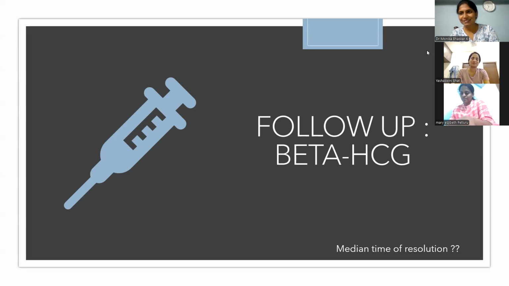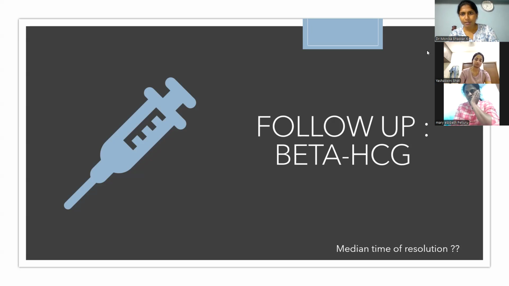No, ma'am. Okay. So follow-up of beta HCG, you have to know because the risk of persistent trophoblastic disease is common after molar pregnancy. So we have to always rule out the possibility of persistent trophoblastic disease after suction evacuation in cases of molar pregnancy, either complete molar pregnancy or partial molar pregnancy.